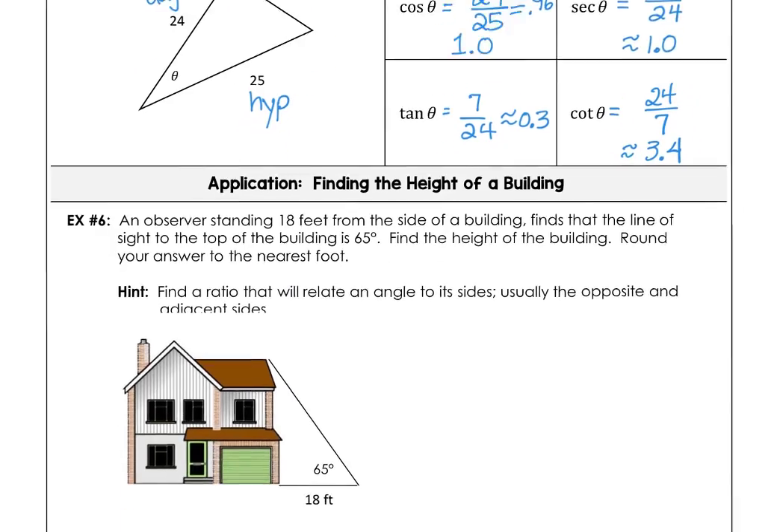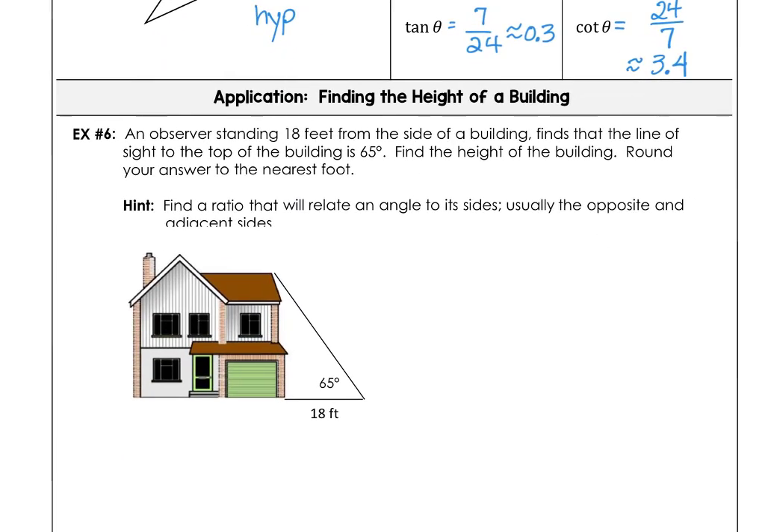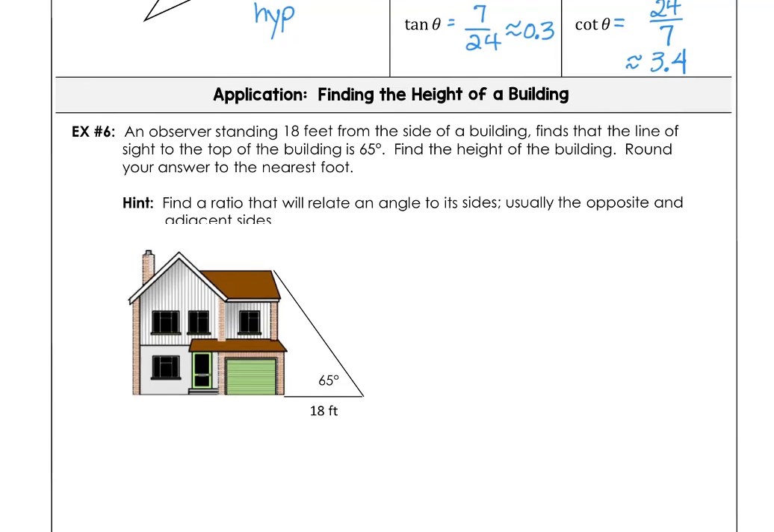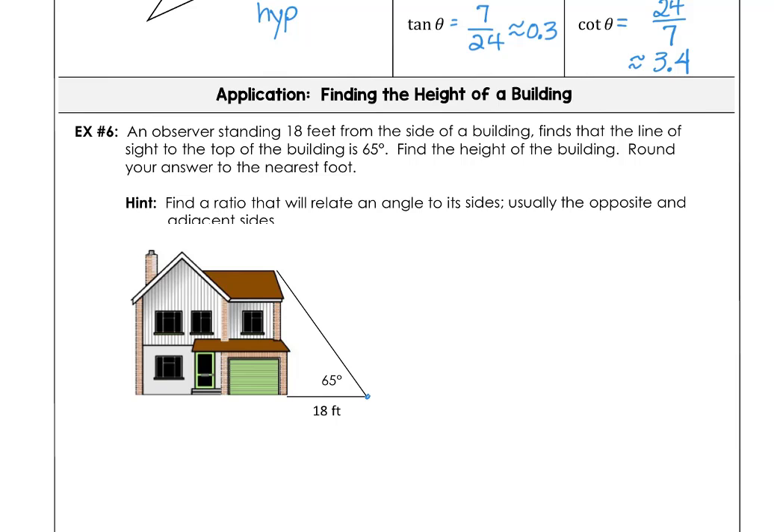Then our last example is a real-world example. Let's say you have an observer standing 18 feet from the side of the building, so the observer is down here, and the line of sight to the top of the building makes 65 degrees here, and we want to find the height of the building, so we're going to make the assumption that this is perpendicular for the height. So I believe we could use the opposite side over the adjacent side. That sounds like the tangent of theta to me, opposite divided by adjacent.